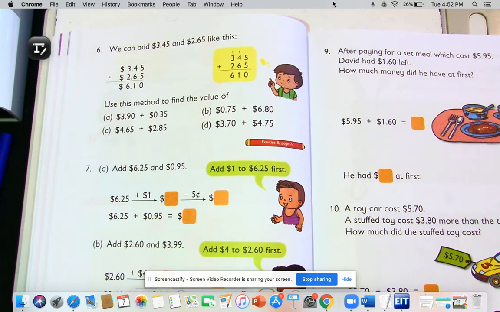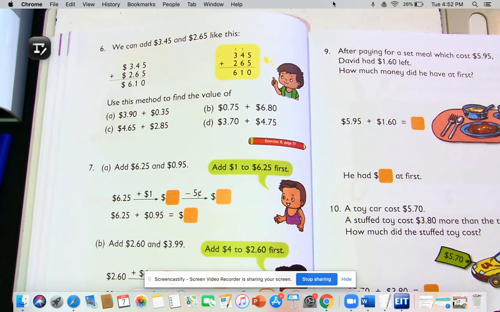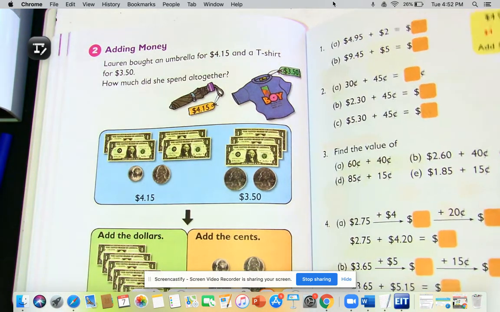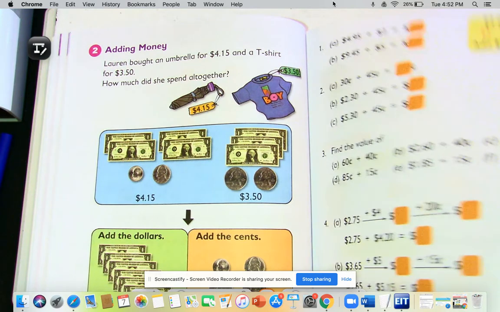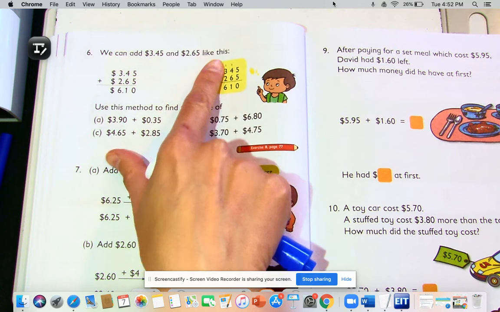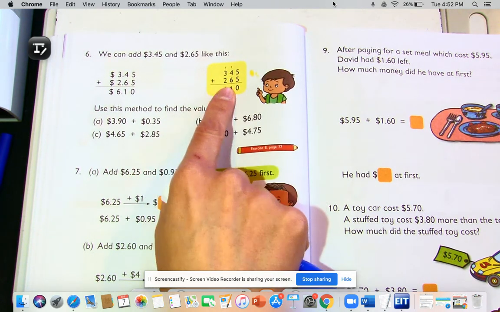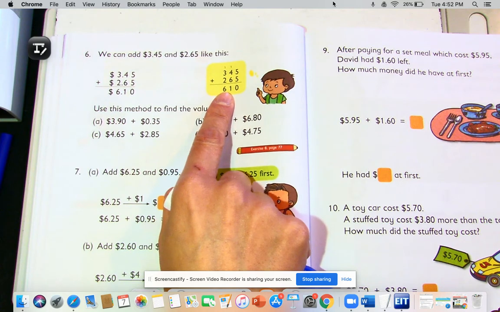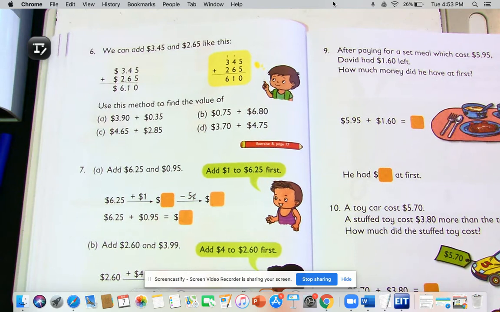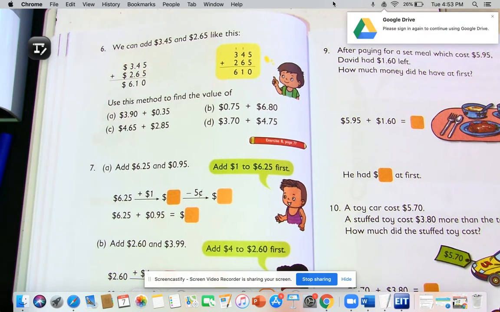So today is Thursday, April 9th, and yesterday we were practicing adding money using mental math. Today we are going to practice adding money by lining up our digits just like we do with our 3-digit numbers that we were practicing. So we're going to line them up and do them that way. This is another strategy for us for adding money.